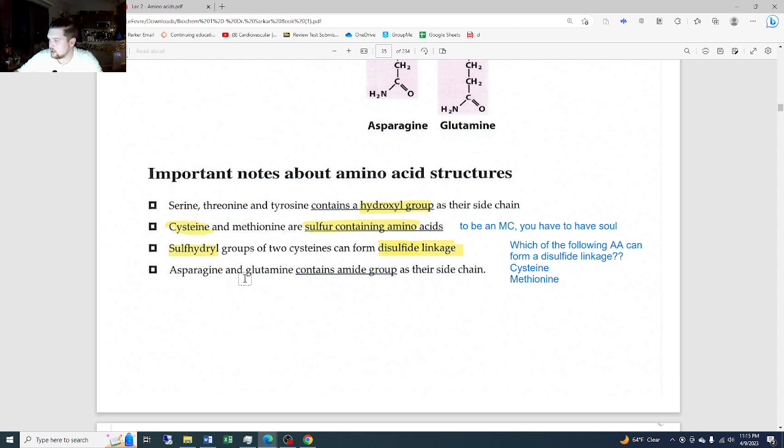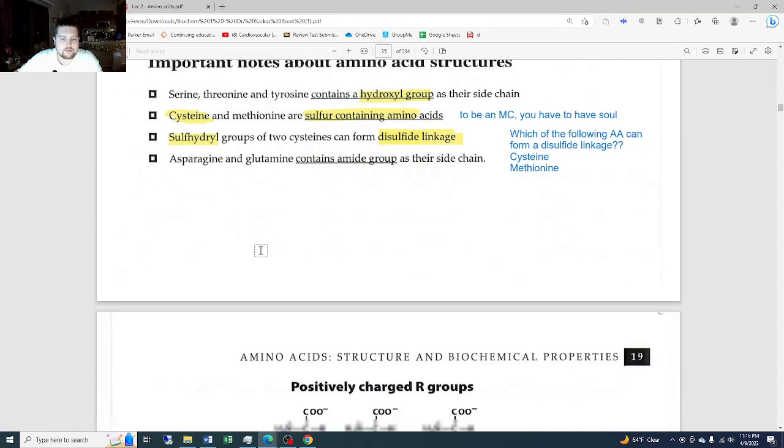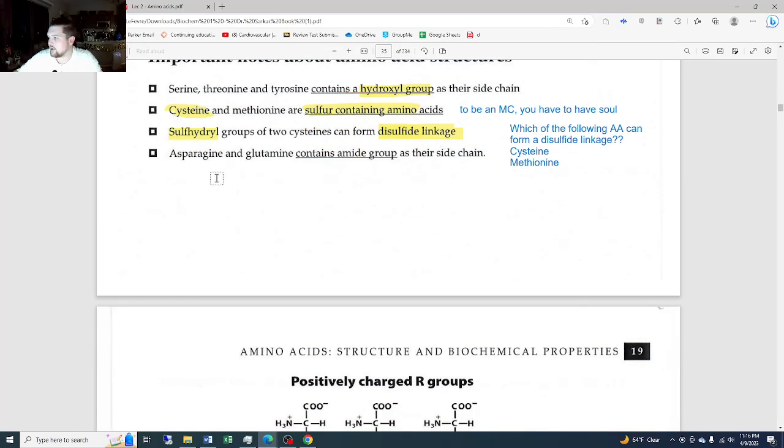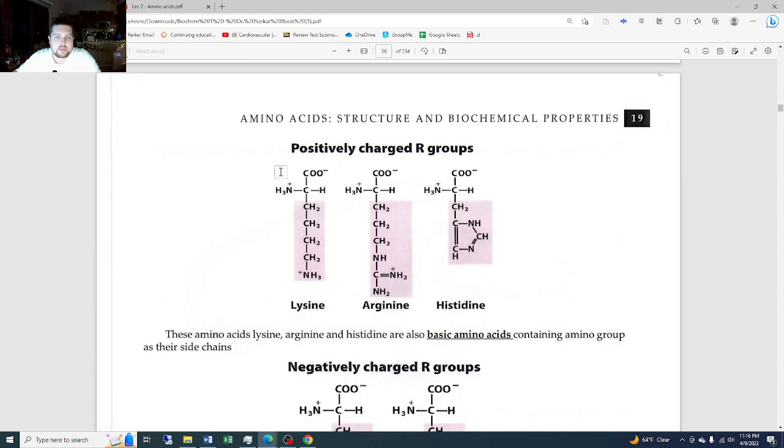Asparagine and glutamine both actually also have more acidic forms, glutamine having glutamic acid. I'll get into that later. But we'll look at those a little bit later.